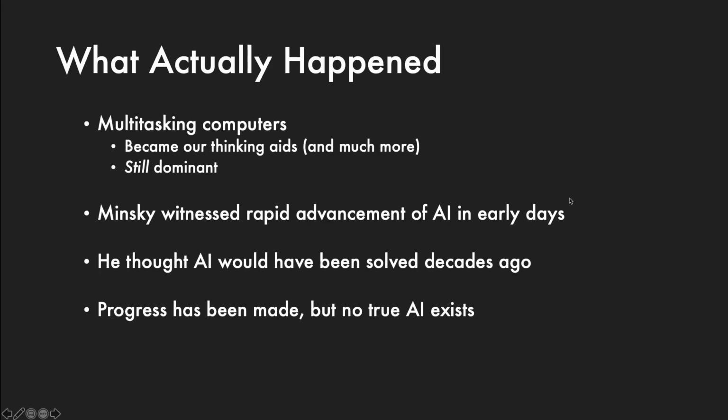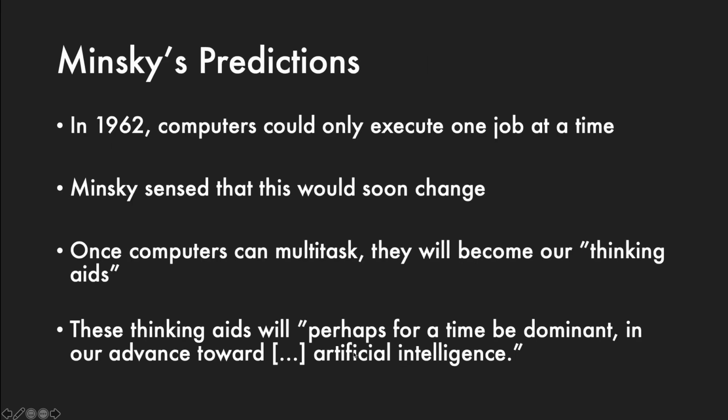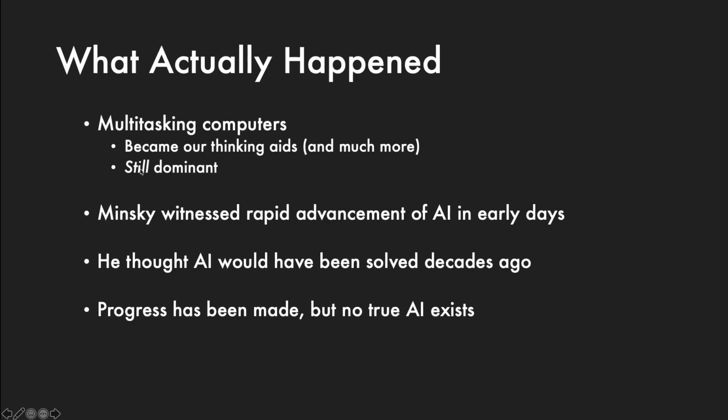So what actually happened? 50 years later, what do things look like? He was correct. We did get multitasking computers, and they did become our thinking aids, and a lot more. And they're still dominant today, though. So here, he makes it sound like this is an incremental step, and then we'll be at AI, but that didn't exactly happen.